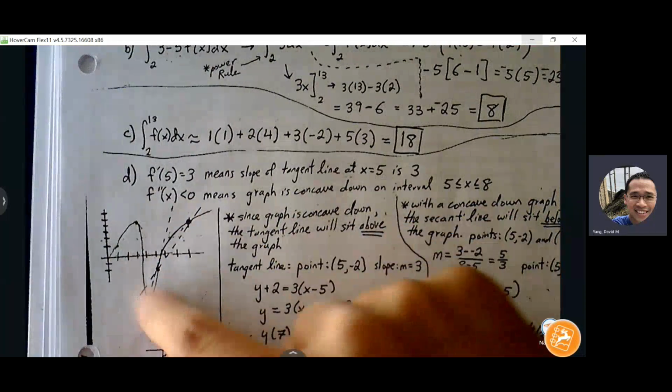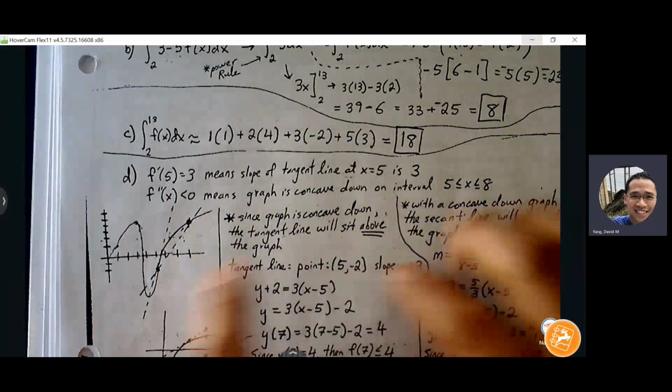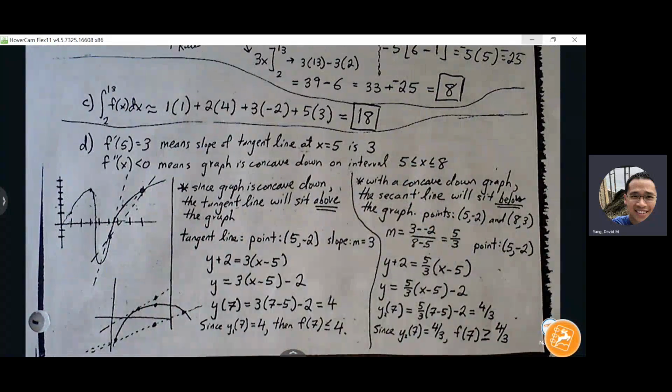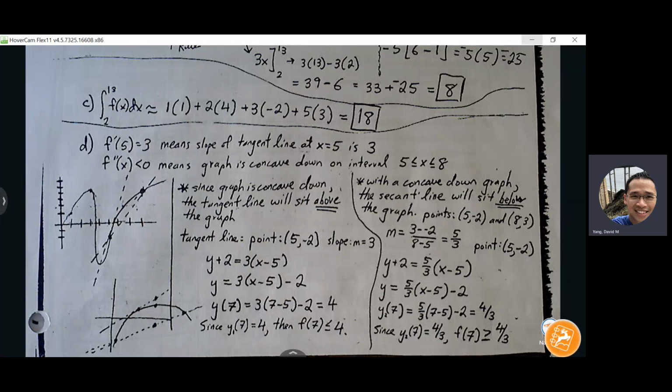Because let's say this is the curve here. The curve is concave down. Since the graph is concave down, a tangent line we know is going to sit above the graph. So we can gather information to get our tangent line. So our ordered pair from the table is 5, -2. We know the slope at 5 is 3. So you take your ordered pair and your slope, you build your tangent line equation.